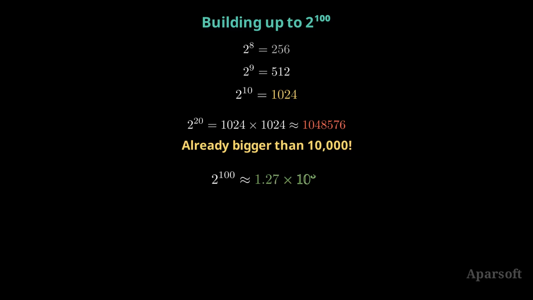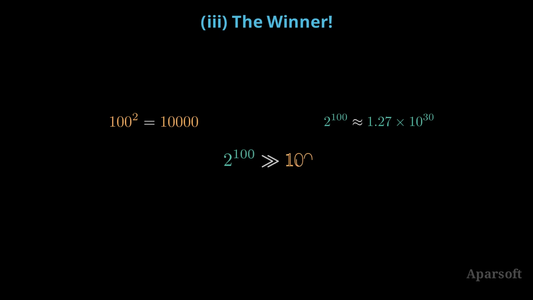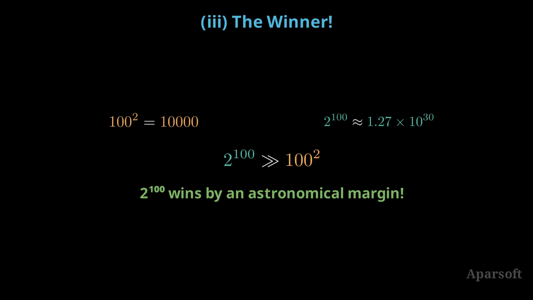2 to the 100th is approximately 1.27 times 10 to the 30th power. That is a 1 followed by 30 zeros. 10,000 versus 1.27 times 10 to the 30th power. It is not even close. 2 to the 100th power is the winner by an astronomical margin.